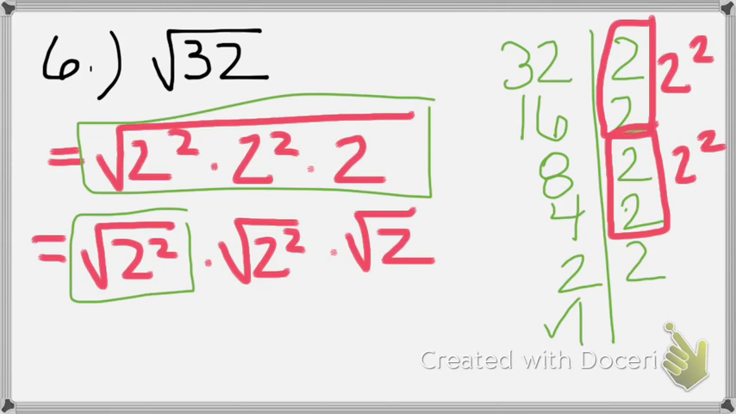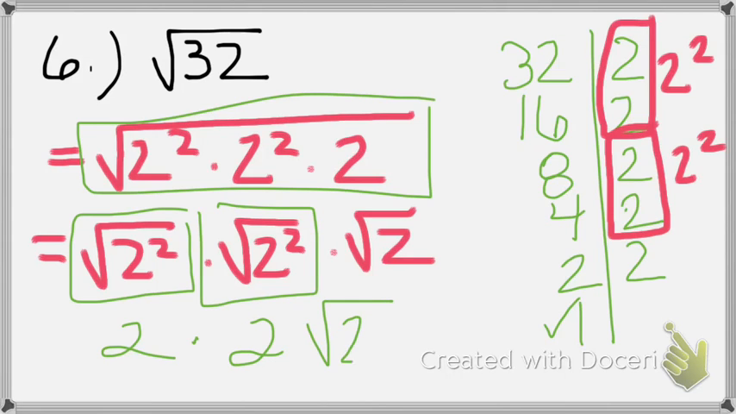What is the square root of 2 squared? 2. Square root of 2 squared is? What am I doing to those 2 2's? Yeah, they're getting multiplied. And then don't forget the square root of 2 that's out here as well. He's still part of your answer, so your final answer is? 4 square root of 2. That's your final answer.